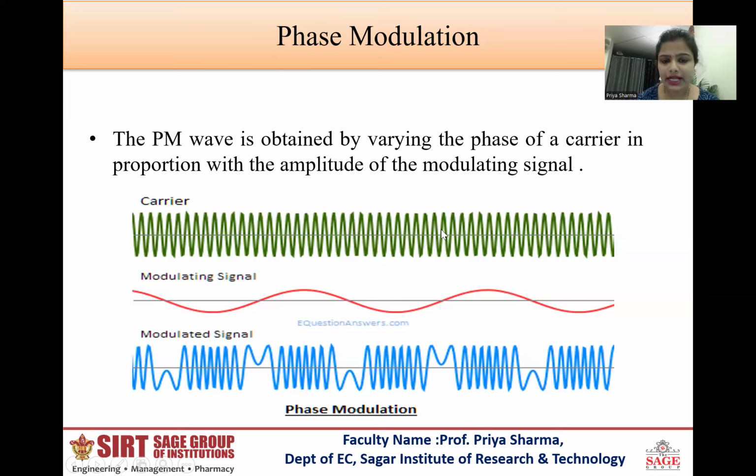So here is the carrier, a high frequency sinusoidal wave, and here is the message signal or the modulating signal. You can see that when the modulating signal is positive, the modulated wave is copying the carrier. For the negative side of the modulating signal, it is out of phase. Again, when it is positive, it is in phase with respect to the carrier signal. When it is negative, it is out of phase, and it continues. So this is a short basic introduction of phase modulation.